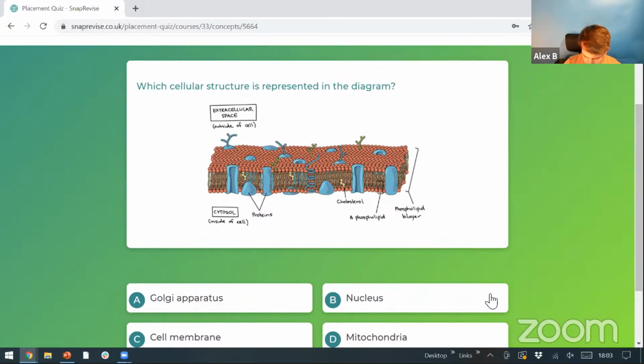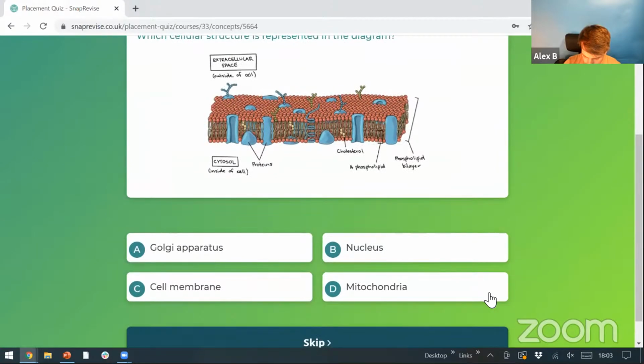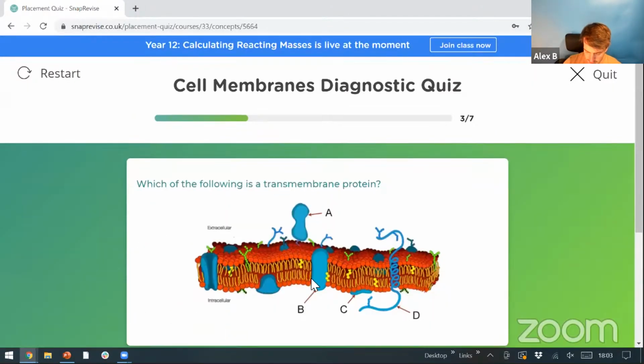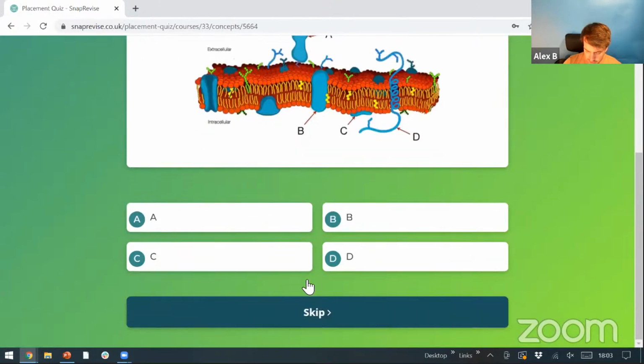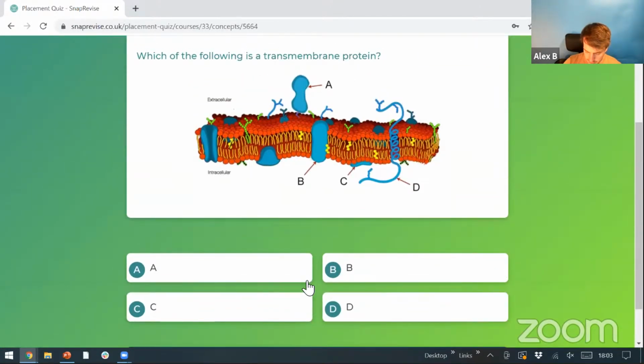Which cellular structure is represented in the diagram? Oh, sorry. And then which is a transmembrane protein? We would say, I'd say there's 2 in this one. Let's go for B.